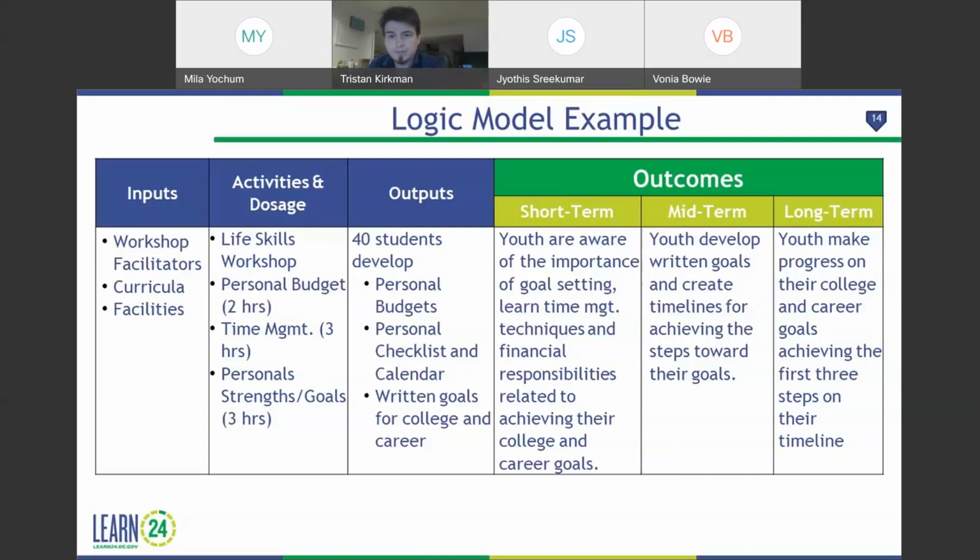The outcomes on the short term are that youth would gain awareness of the importance of goal setting and learning time management, learning techniques and financial responsibilities related to achieving their college and career goals. In the midterm, they develop written goals and create timelines for achieving steps toward their goal. And in the long term, that they make progress on their college and career goals and achieve the first few steps on their timeline.